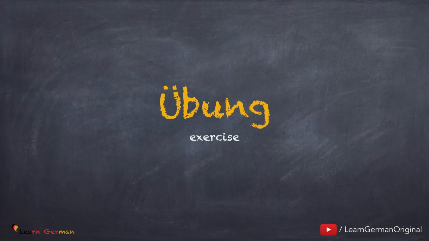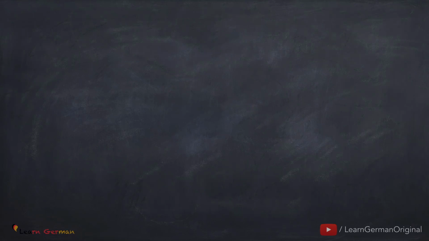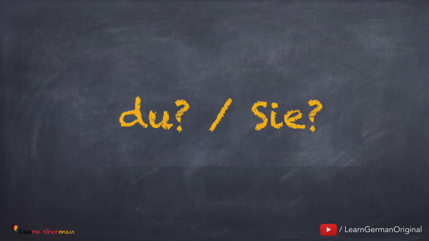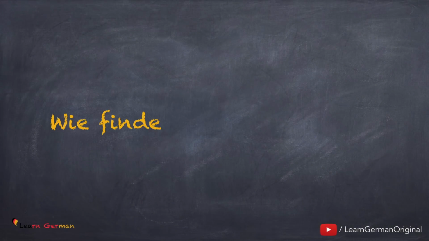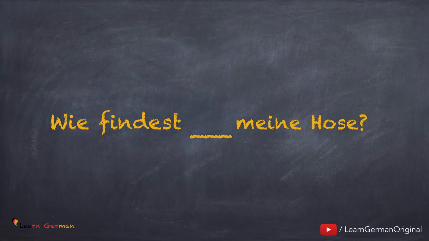Now let's do an exercise to see how much you have understood. Übung. You have to fill in the blanks with either du or Sie. And here's the first one. Your answer should be, wie findest du meine Hose?